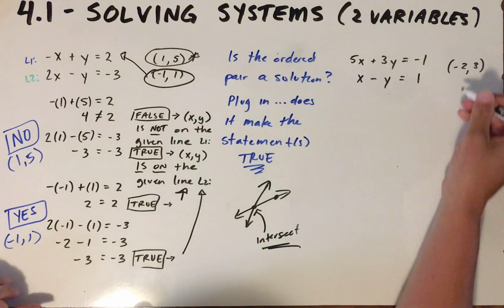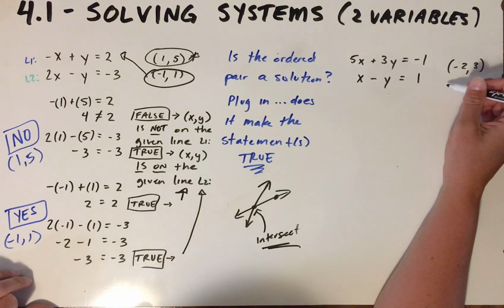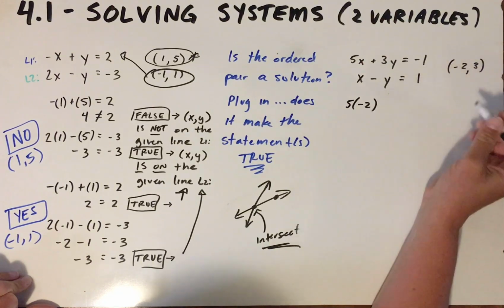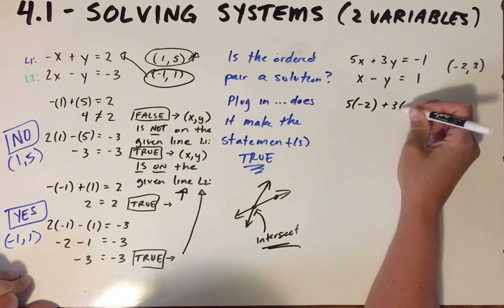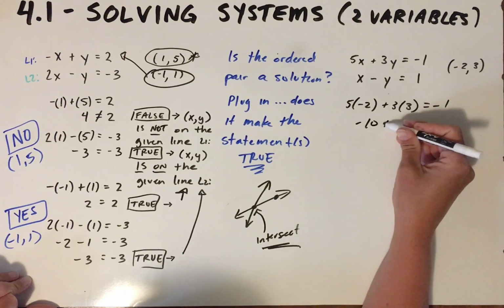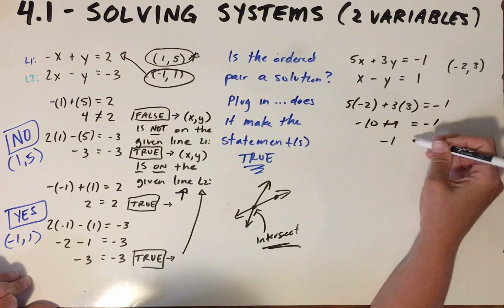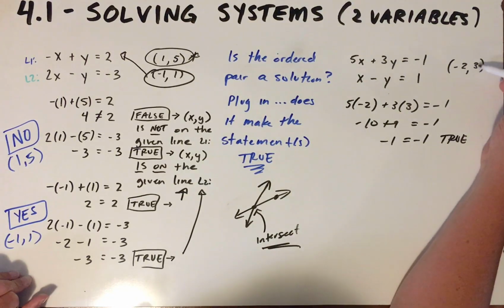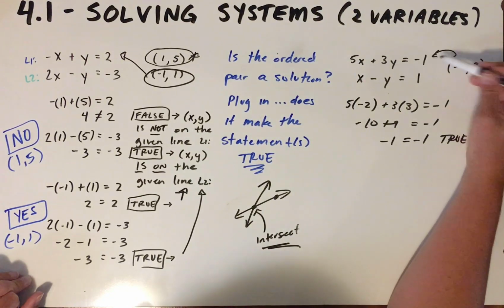All right, so this just means, again, if you're asked, is this a solution, to plug it in. So plug in the values. We're going to plug in -2 for x and 3 for y and see if this statement is true. -10 plus 9 is equal to -1. -1 is -1. This is a true statement. So I know for a fact that this point lies on this line.